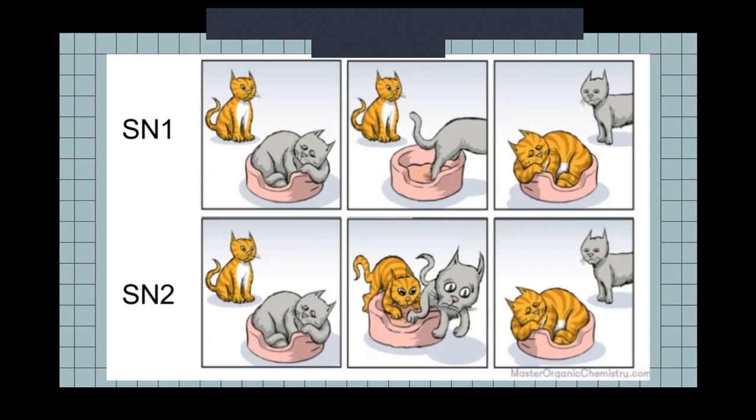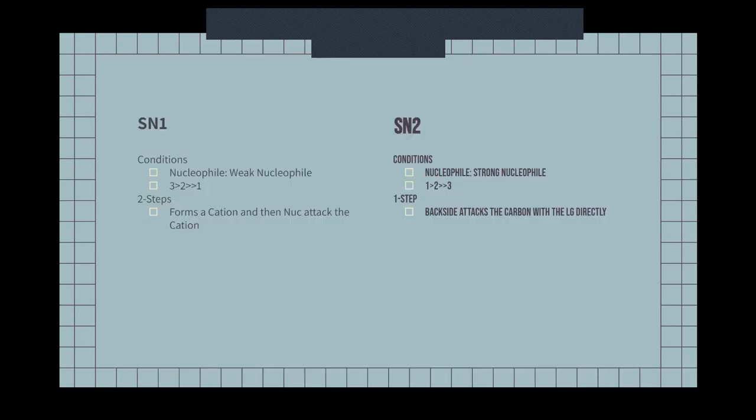Let's go over the Sn1 and Sn2 conditions. For Sn1, the nucleophile tends to be a weak nucleophile, and it prefers tertiary, then secondary, and really hates primary. For Sn2, the conditions are the opposite. It's a strong nucleophile, prefers primary, then secondary, and really hates tertiary. So Sn2 will never do tertiary, and Sn1 will never do primary.